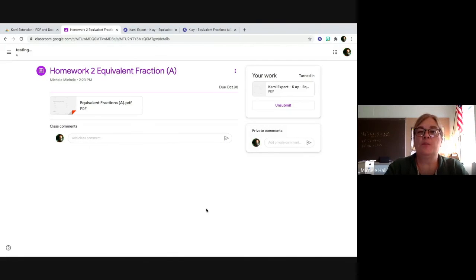Okay, I hope that helps. You can see now that Kami is very easy to use. Again, it can be used for all classes. I know that other classrooms are using it in science and on your Springboard. I just wanted to show you how to use Kami and how easy it was to use it and then to be able to upload it into your Google Classroom. I hope that this helps.